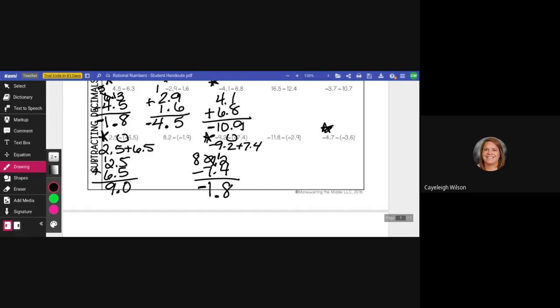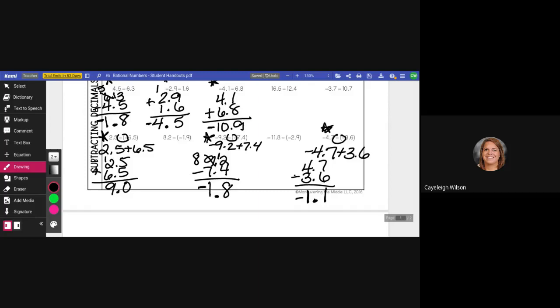All right, so negative 4.7 minus negative 3.6. So minus a negative, that's going to make that become plus a positive. And then this is a negative 4.7 and a positive 3.6. So those are different signs. So I'm going to subtract. So 7 minus 6 is 1. Drop down my decimal. 4 minus 3 is 1. And then 4.7 is bigger. It's negative, so it's negative 1.1.